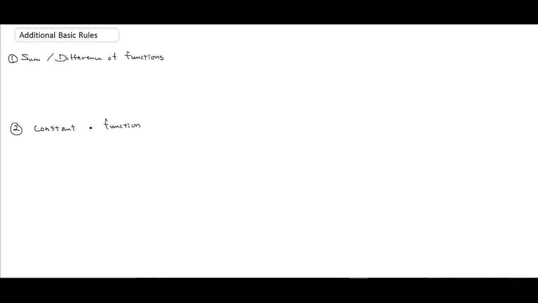Hi everyone. In this video, I just want to introduce a couple more basic differentiation rules. One of them is when you have a sum or difference of functions. So when you have more than one term of functions, how do you differentiate that? And then the second one is when you have some constant multiplying some function. How do you deal with that constant? So let me just write down the rules first, and we'll go through some examples.